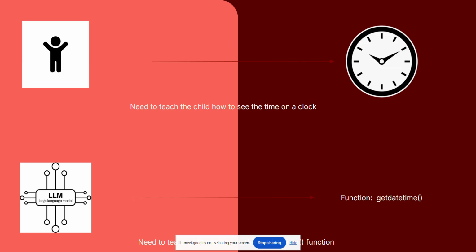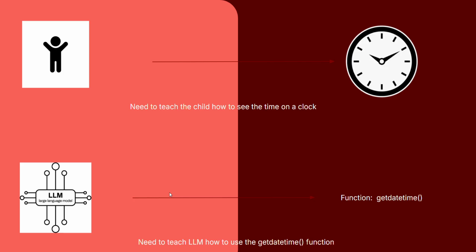Okay, so now your second problem is you have to teach the child how to read the time from a clock. This is the exact same problem that we face when we provide a tool to an LLM. So let's say you ask the LLM, hey LLM, can you tell me what is the current time? But the LLM doesn't have this ability because it is trained on historic data, right? So what you have to do is give it a function called get datetime. This is a function that it can use and tell you the time.